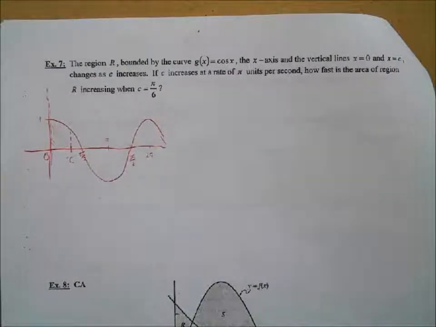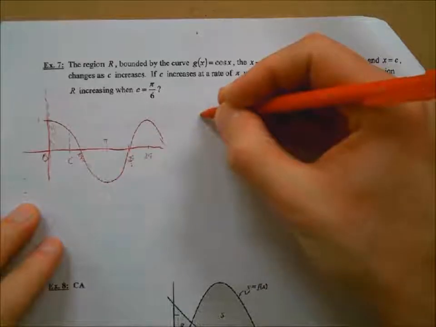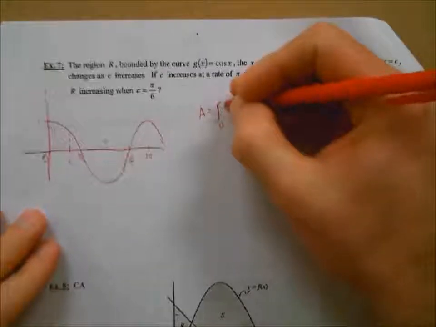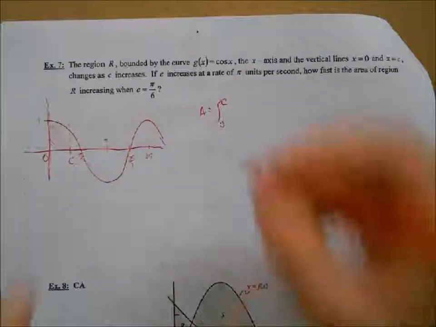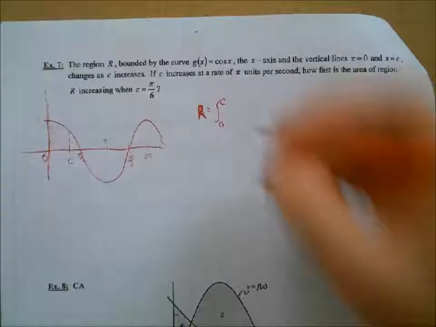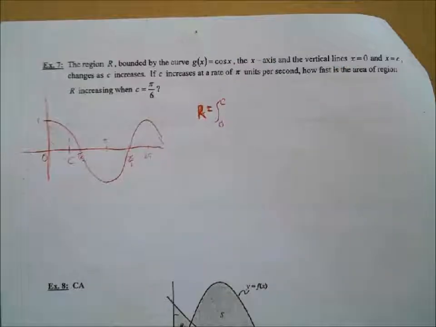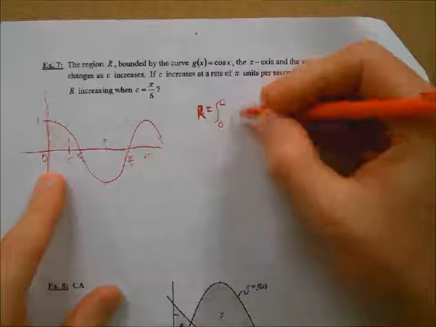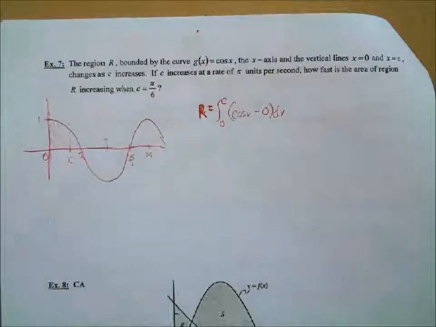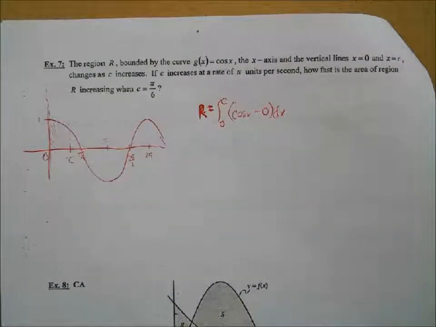Okay? So our integral here for the area would be the integral from what to what? 0 to c. Yeah, exactly right. Actually, instead of calling this A, I'll call it R since we're talking about the region. So R equals the integral from 0 to c. What's our top curve for this region? Cosine x. What's the bottom curve? It's just 0. So it's cosine x minus 0, if you like, but just cosine x is fine too. All right, so there's our setup.